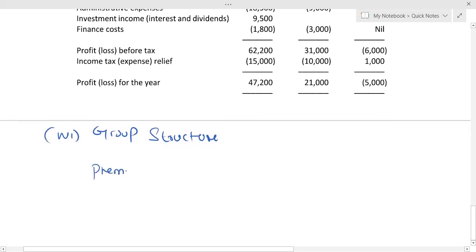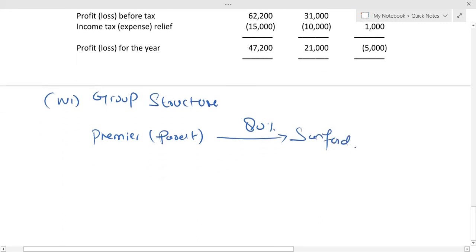Premier is the parent, having 80% holding in Sanford. So Sanford is a subsidiary. It means NCI holding is 20%. Now, a very important point is the acquisition period.